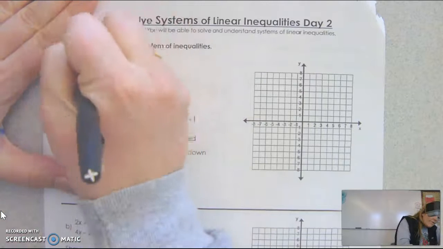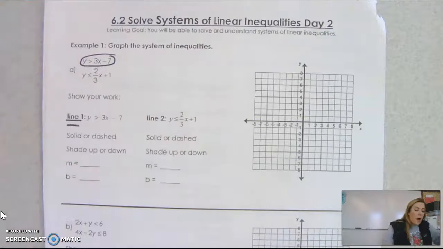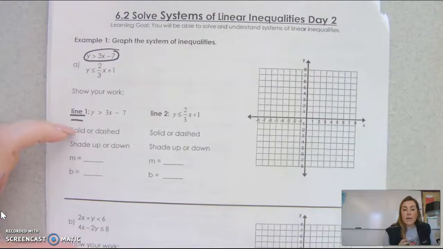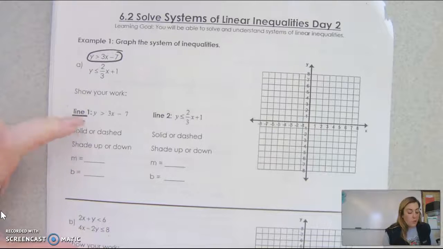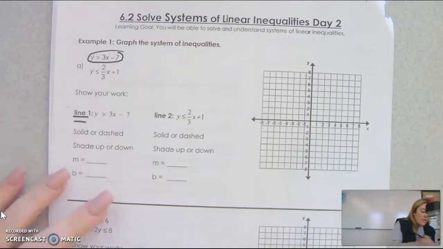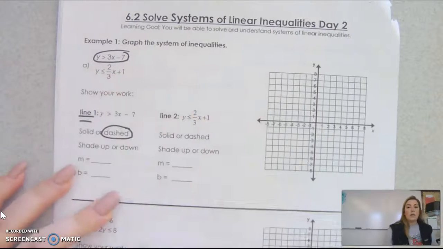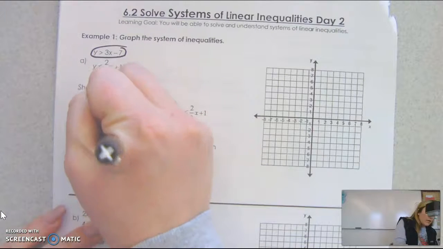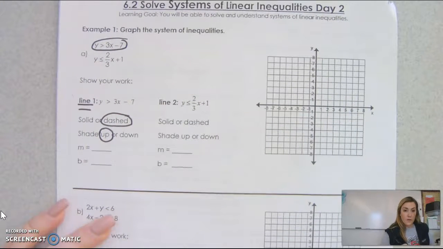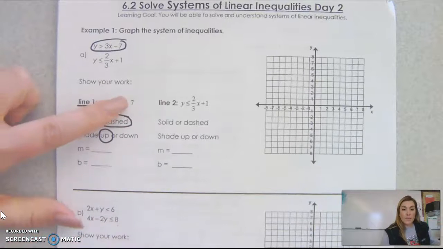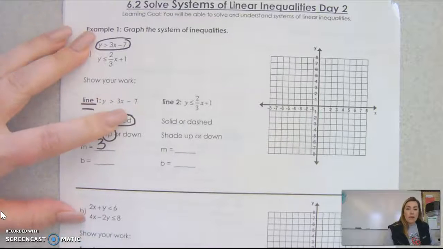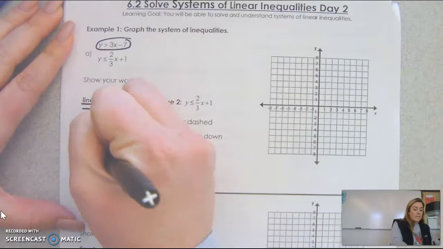The first line that I have, line 1, is y is greater than 3x minus 7. So the first thing they want to know for us is, is this line going to be solid or dashed? Well, since the inequality is a greater than, that means we're going to have a dashed line. Now they want to know if we need to shade up or down. Well, again, since it's a greater than, we're going to shade up. My m, or my slope, that number that's attached to x, is a 3. And my b, or my y-intercept, is -7.